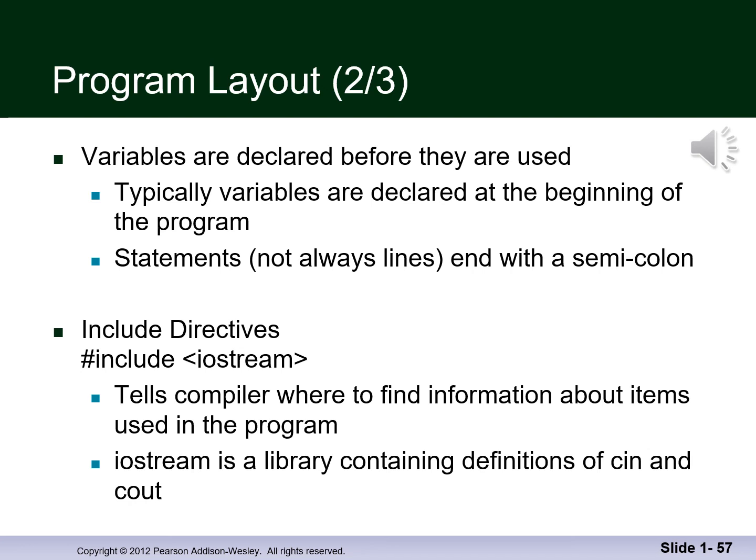All statements in C++ end with a semicolon. You have your include directives at the beginning, and we had #include iostream. It tells the compiler where to find information about items used in the program. These are pre-compiled object code items for input and output. iostream is the library containing definitions of cin and cout, so we don't have to write those definitions along with our program. They are pre-compiled object code that gets linked to our program when it's compiling.